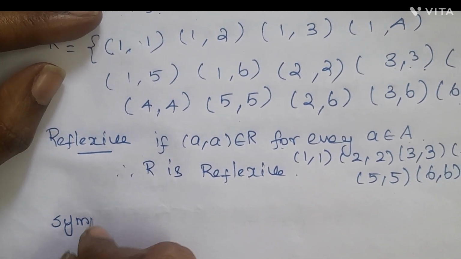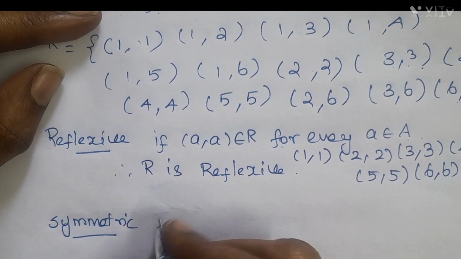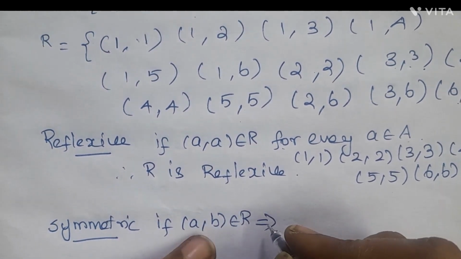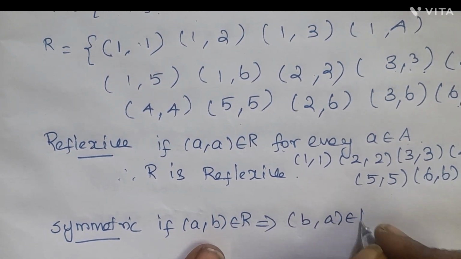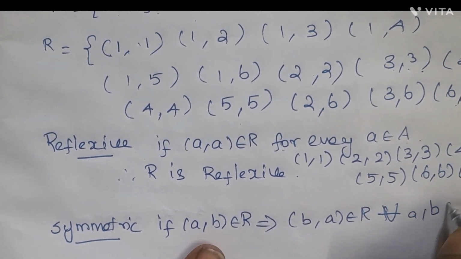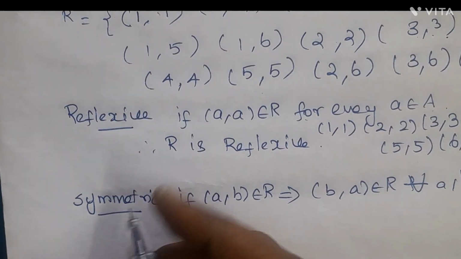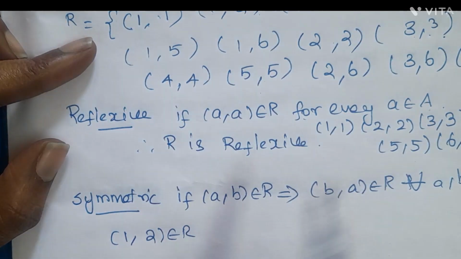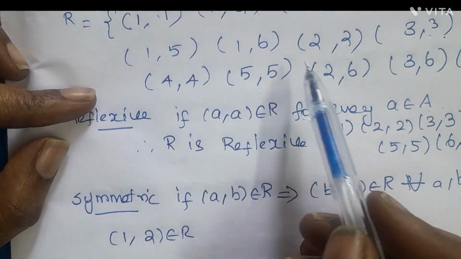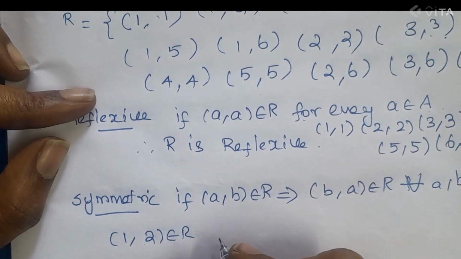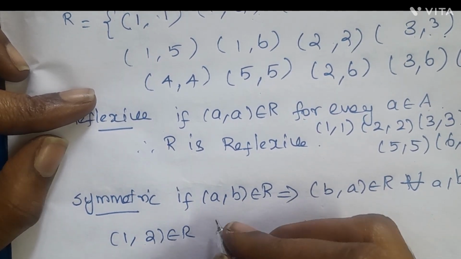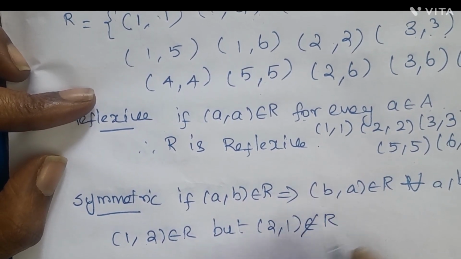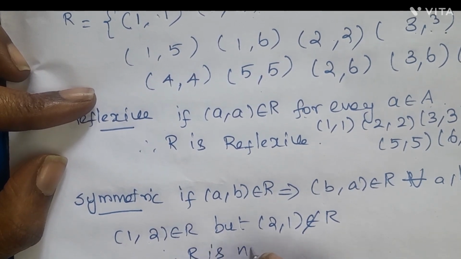Next, symmetric. The symmetric condition is if the ordered pair (a, b) belongs to capital R, then (b, a) should be present in R, for all (a, b) belongs to capital A. If we take (1, 2), it is present in R, but (2, 1) is not in R. So (2, 1) is not present in R. Therefore, R is not symmetric.